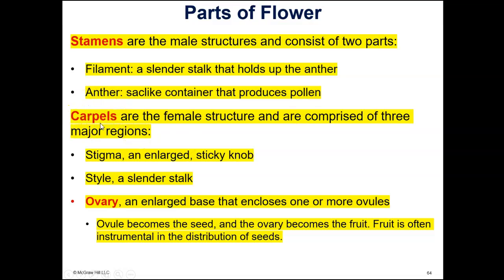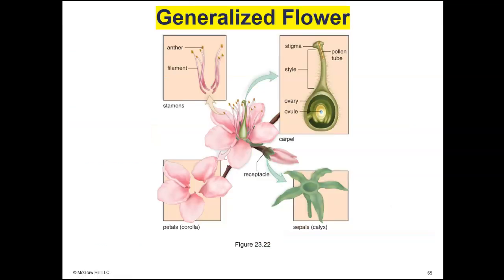The female structure is called the carpel and sometimes the pistil. And it's got 3 regions. The stigma is the tip, and the stigma is sticky, so that pollen will stick to it. The stalk is called the style, and then the enlarged, rounded base is called the ovary. It encloses 1 or more ovules, which become the seeds, and the ripened ovary becomes the fruit.